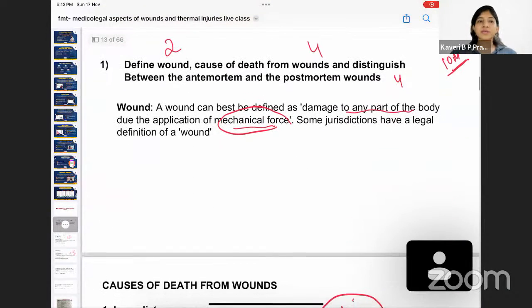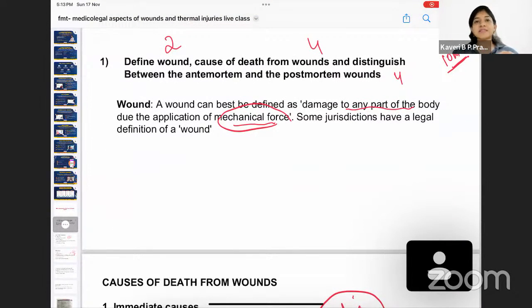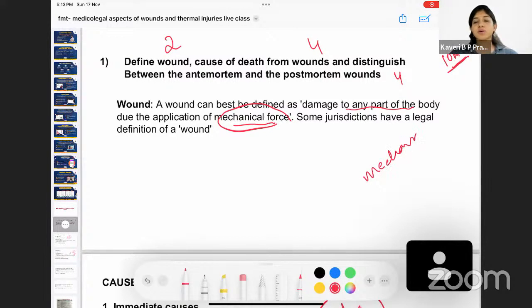So firstly, coming to the question: define wound, cause of death from wounds, and distinguish between antemortem as well as post-mortem wound. When you come to this question, it has so many subparts, no? So the definition would carry 2 marks, and both the other subparts would carry 4 marks each, adding up to 10 marks. The definition of wound is very simple, and if you write it properly, you're going to get all 2 marks. So wound is nothing but damage to any part of the body due to application of mechanical force. So mechanical force is the cause of a wound. This mechanical force is going to cause damage in the body, and this is nothing but a wound.